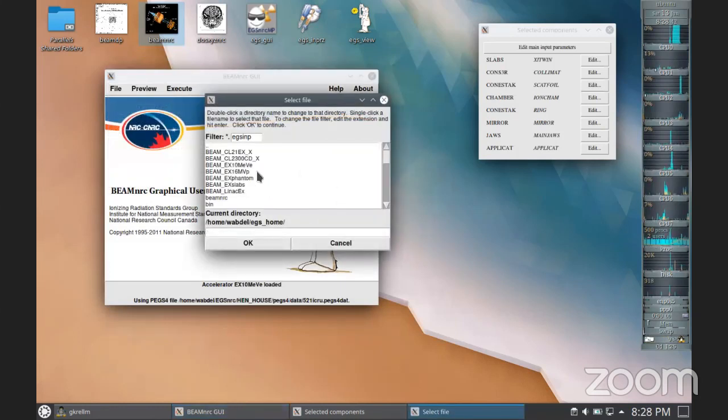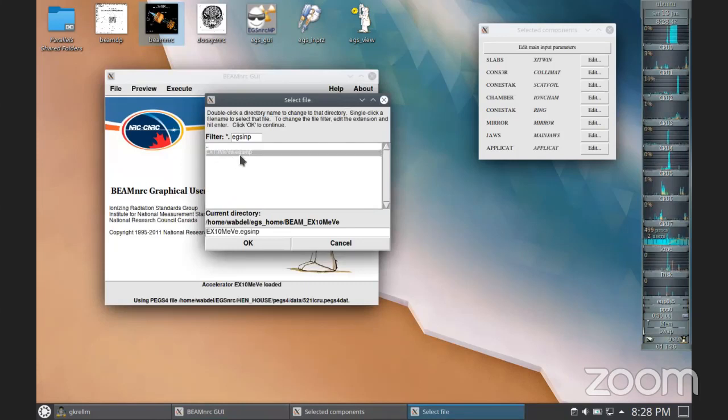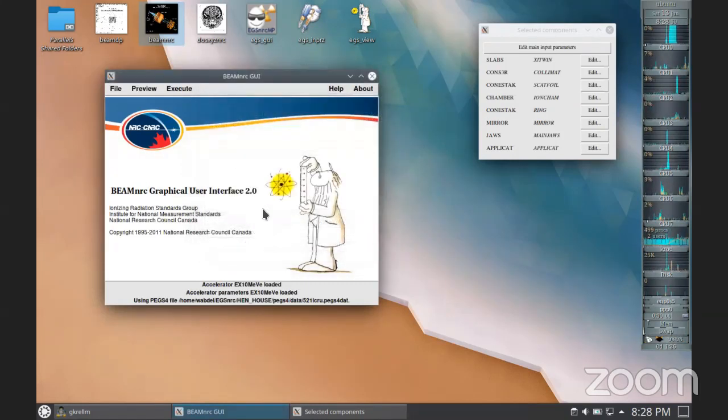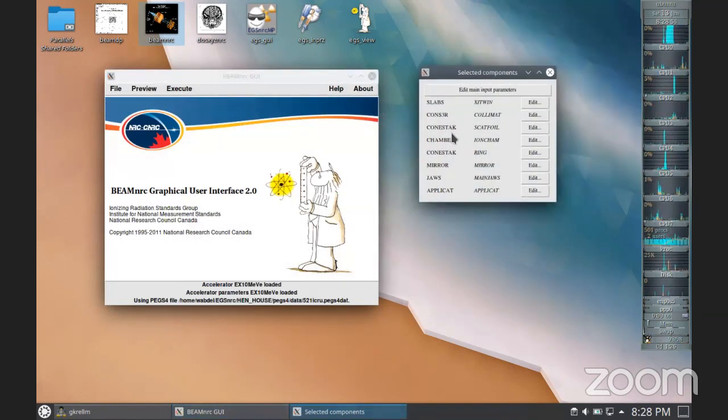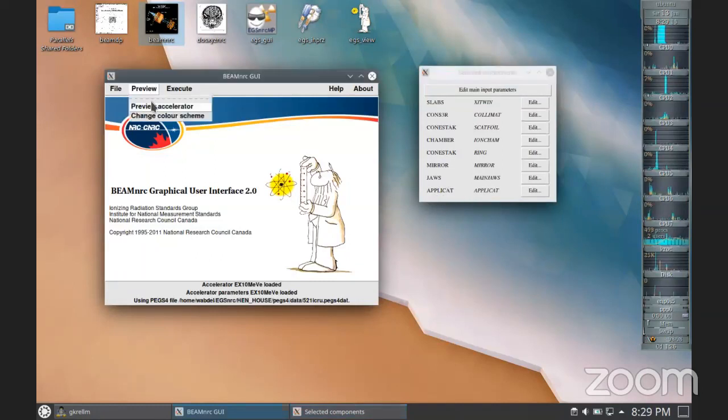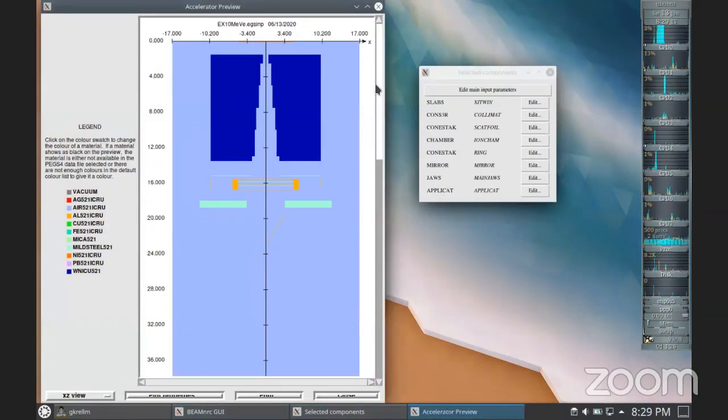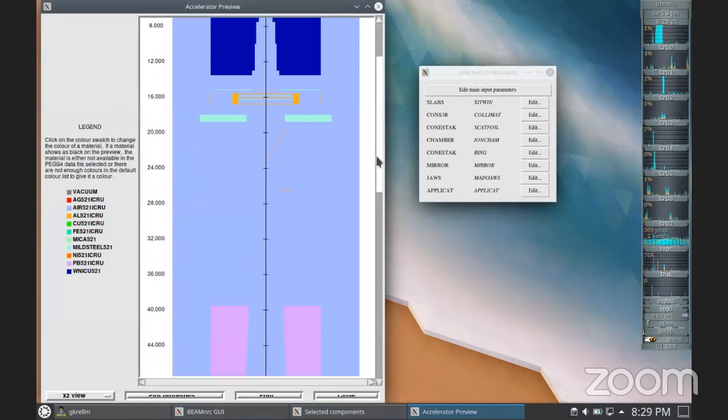So then, in the directory, there is going to be an example EGS input file. If you open that, let's look at the component modules for this linear accelerator. So we have slabs, okay, this is an exit window, CONS3R, collimator, CONESTAK, that's a scattering foil, chamber, ion chamber, CONESTAK, that's a ring, mirror, jaws, and then we have an applicator. So we can look at the preview of the accelerator, and this is how it looks, okay.